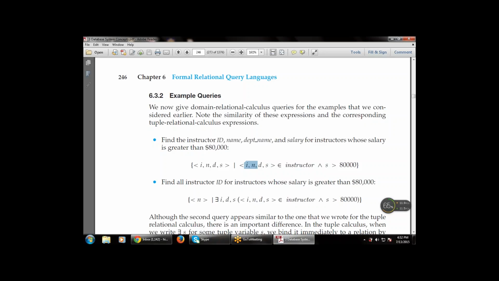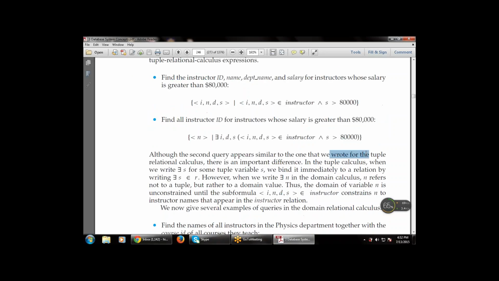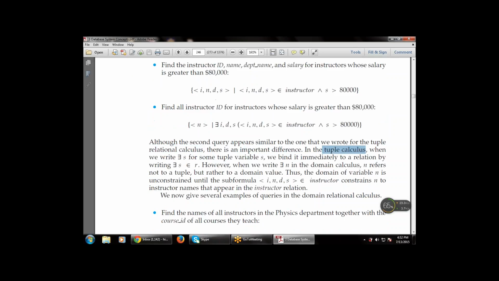Although the second query appears similar to the one that we wrote for the tuple relational calculus, there is an important difference. In the tuple calculus, when we write there exists s for some tuple variable s, we bind it immediately to a relation by writing there exists s that belongs to r. However, when we write there exists n in the domain calculus, n refers not to a tuple but rather to a domain value.